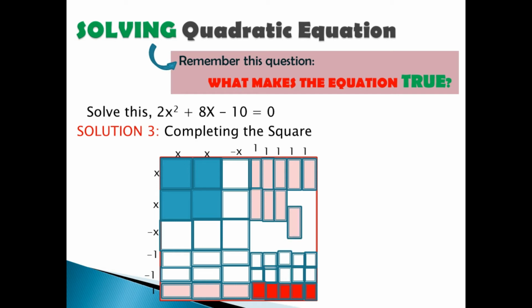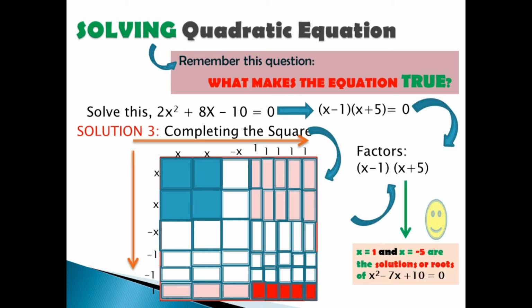We will add another rectangle with area x and rectangle with area -x. And the square is complete. This side, x plus x equals 2x minus x equals x. -1 plus -1 is -2 plus 1 is 1. And the other side is x plus x minus x plus 1 plus 1 plus 1 plus 1 plus 1.